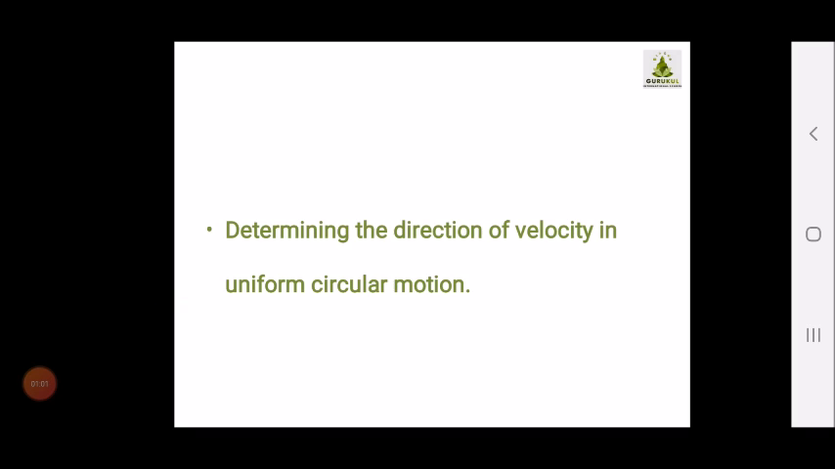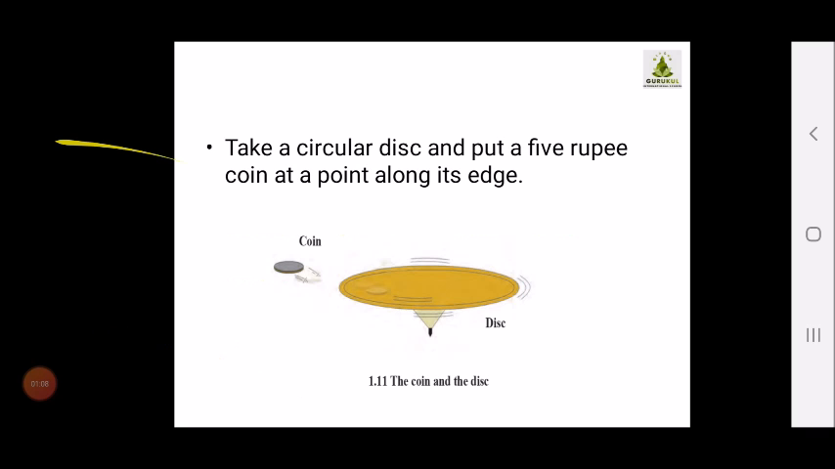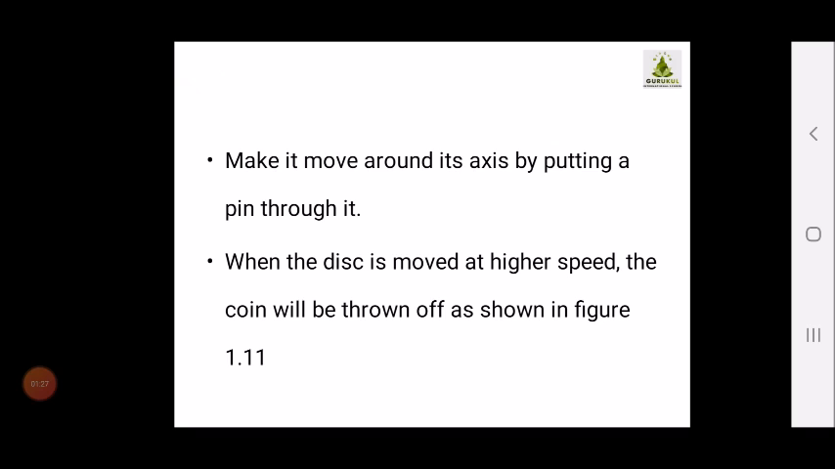Now we have to study determining the direction of velocity in uniform circular motion. Take a circular disc and put a 5 rupee coin at a point along its edge. This diagram is given in your textbook also. So a circular disc is there, and you have to place a 5 rupee coin on the disc. Now make it move around its axis by putting a pin through it. Then we have to try to move that disc.